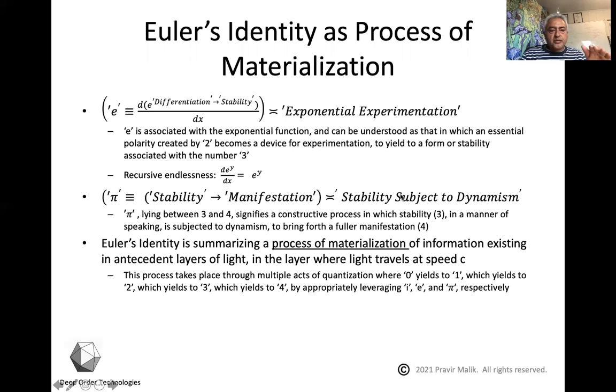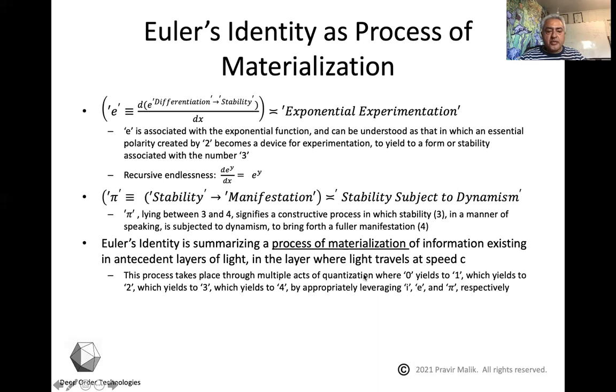Now, essentially, we've derived, or we've suggested, meanings for 0, 1, 2, 3, 4, e, and pi. And that makes it possible to now look at Euler's identity. And we can see that when we think about these meanings of 0, 1, 2, 3, 4, e, and pi within a light model, then essentially it's expressing a process of materialization of information. And this process takes place through multiple acts of quantization.